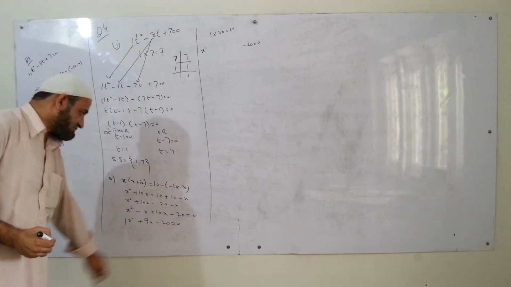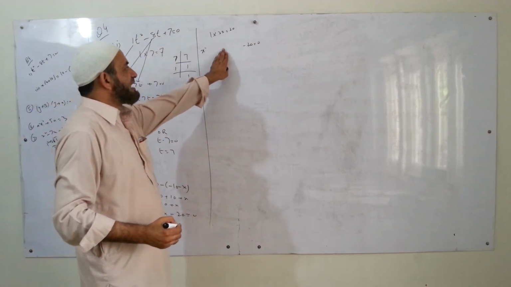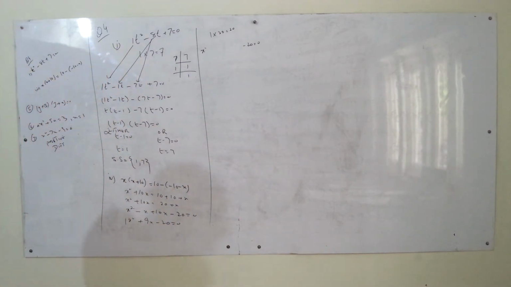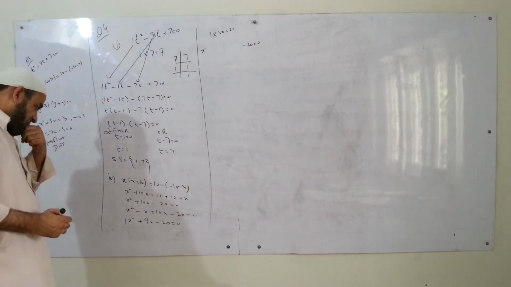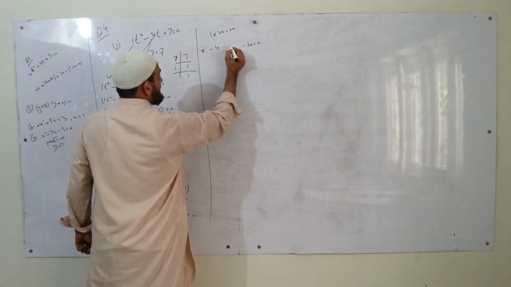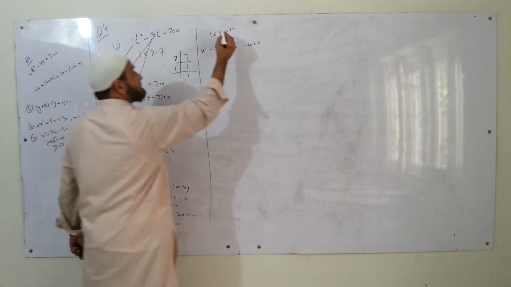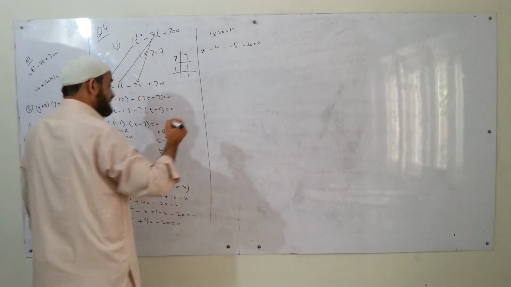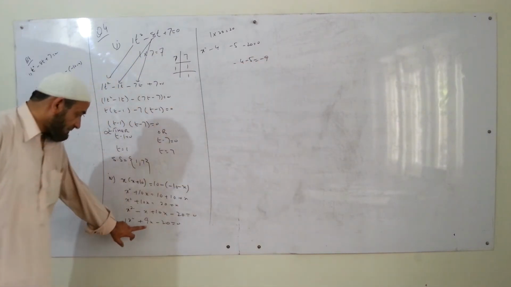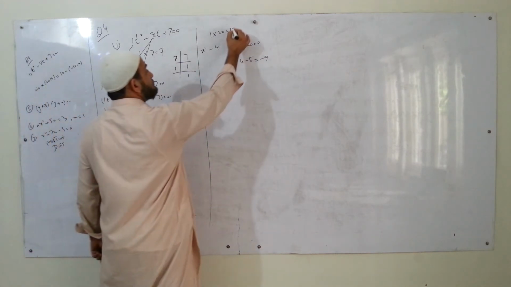Now we use the sum and product method. We split 9 into two numbers which, when multiplied, give 20. 4 into 5 gives you 20. Minus 4 and minus 5 give 20, but minus 4 and minus 5 add to give minus 9. But here it is plus 9. Therefore, we cannot use this method.